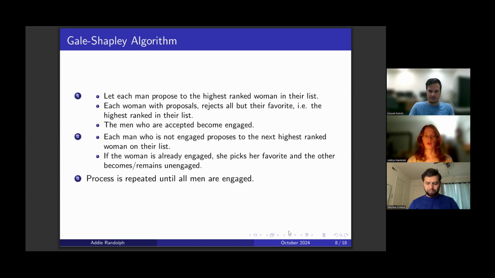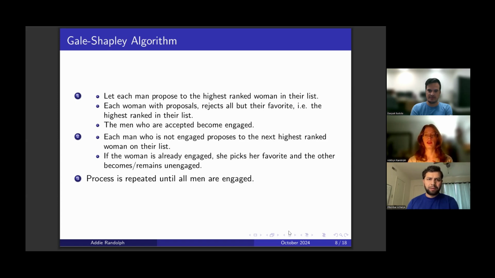So then all of the men who are accepted become engaged. And then round two, each man who's not engaged goes and proposes to the next woman on their list. So they got rejected by the first one. Now they go to the next one and they see if they get accepted this time. So if the woman was already engaged, she now gets to choose if she wants her previous engagement or her new engagement, and she always picks the one who's highest on her list. So if she likes the new person who proposed to her better, they'll become engaged, and then the person she was engaged to would become unengaged.